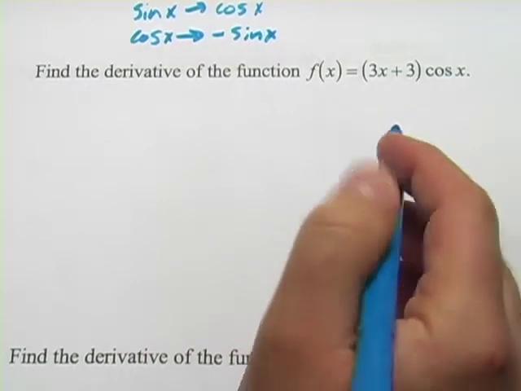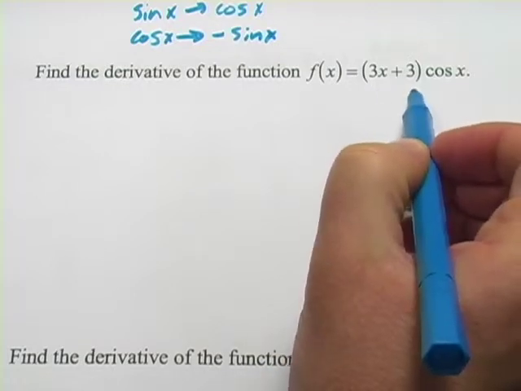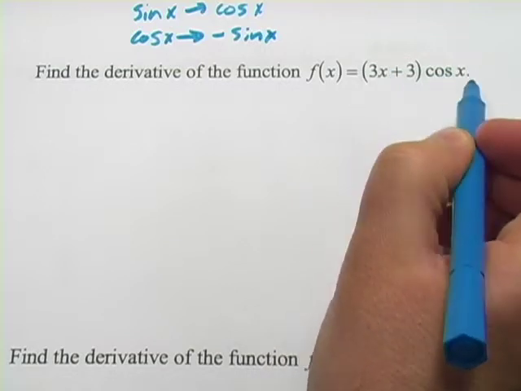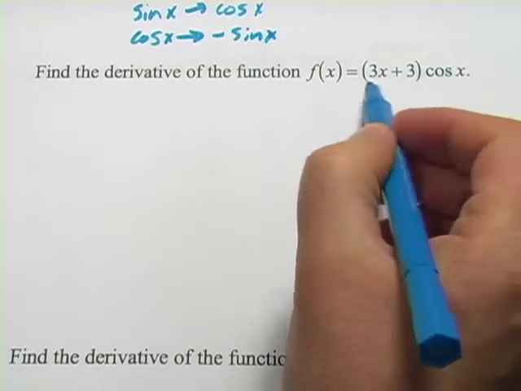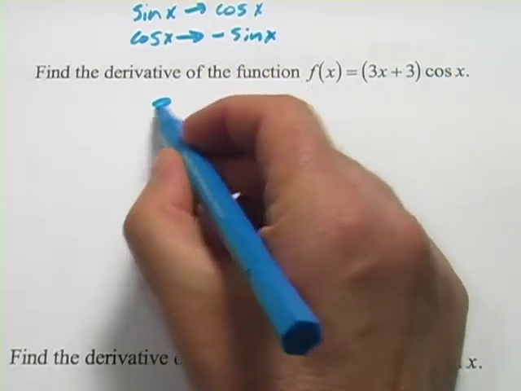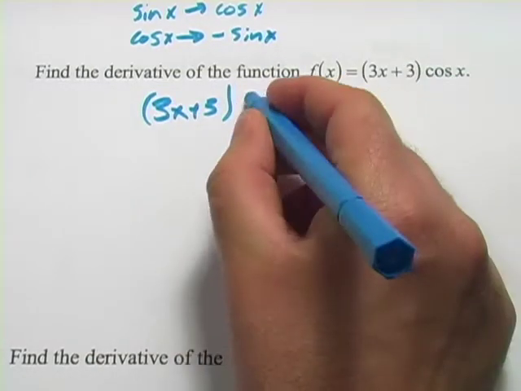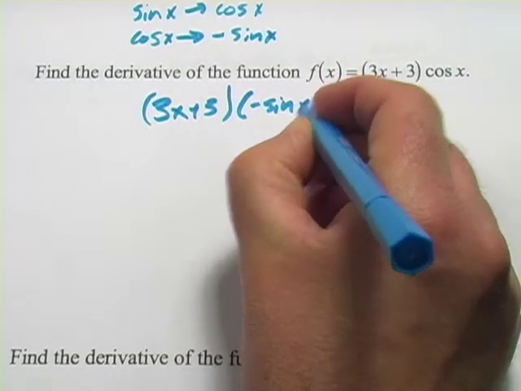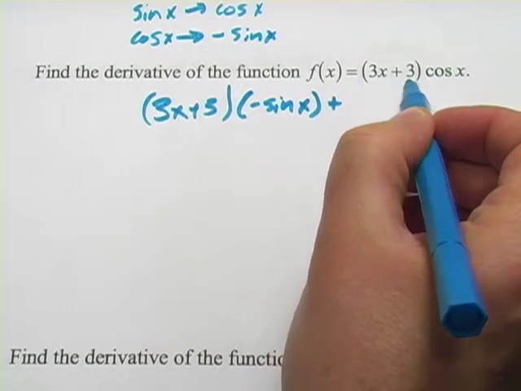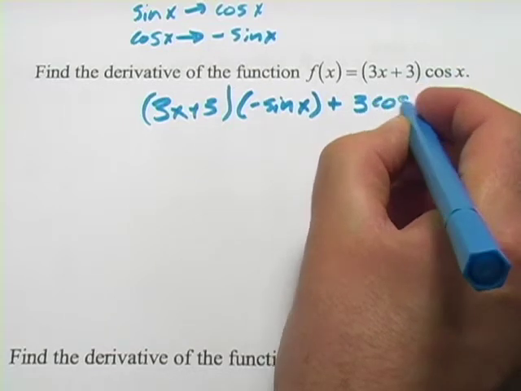Let's try this first one. Here the function is 3x plus 3 times cosine of x. This is a product, so we're going to use the product rule. And the product rule says you take the first thing times the derivative of the second thing, and then you add that to the derivative of the first thing times the second thing. So let's try that. The first thing is 3x plus 3. The derivative of the second thing, the derivative of cosine of x, is negative sine x. And then we add to that the derivative of this first thing, 3x plus 3, the derivative there is just 3 times the last thing, which is cosine x.